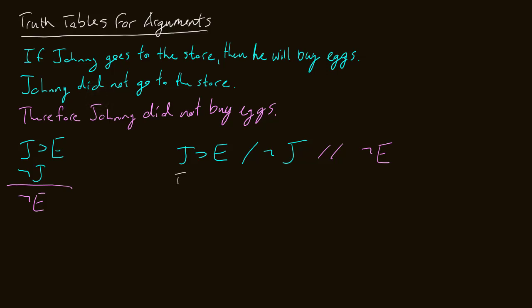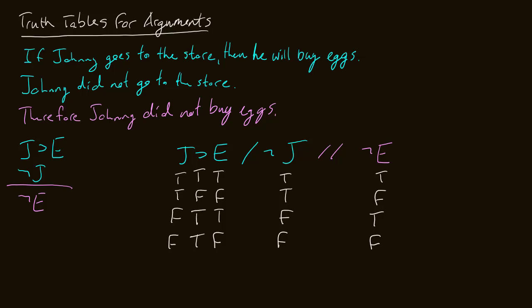All right, so let's assign T, T, T, T. Then we'll have T, F, T, F. We'll go F, T, F, T. And then finally, F, F, F, F. So let's look at our first premise, right? If J, then E. So true then true, that's true. True then false, that is false. False then true is true, and false then false is false.